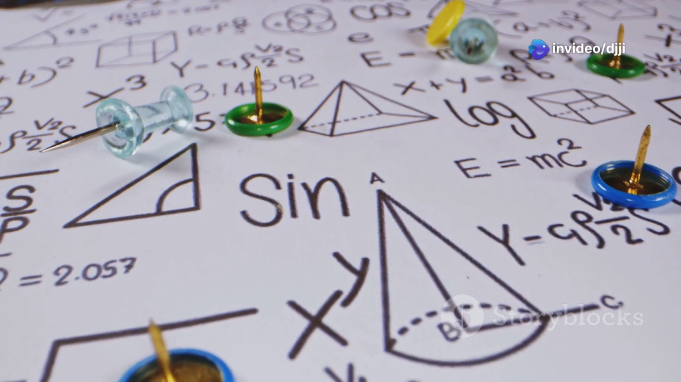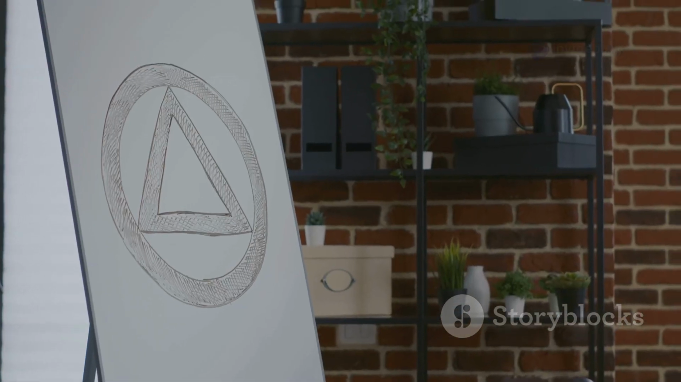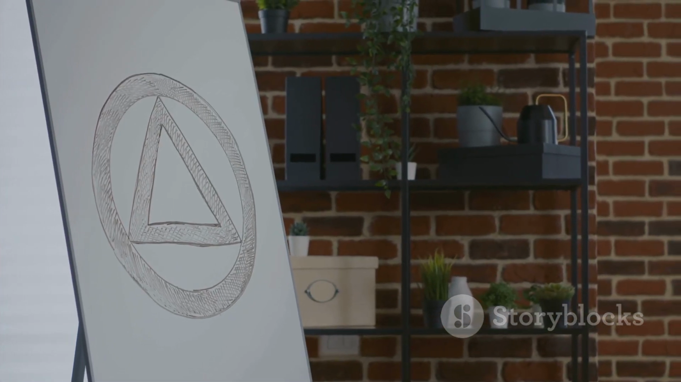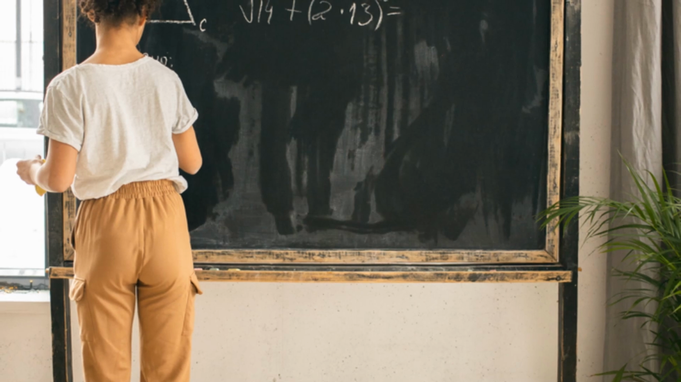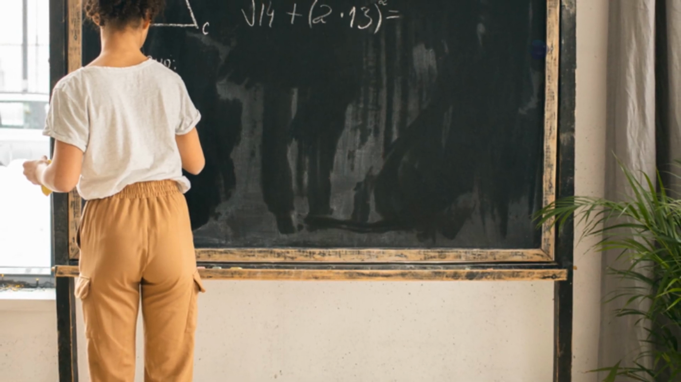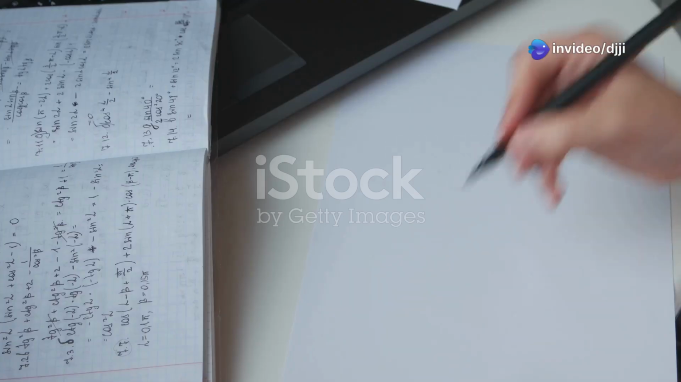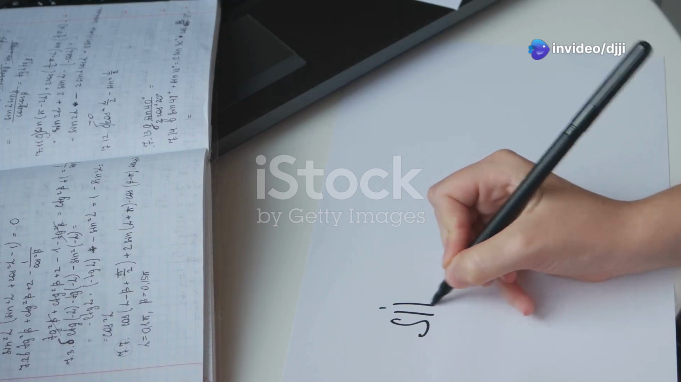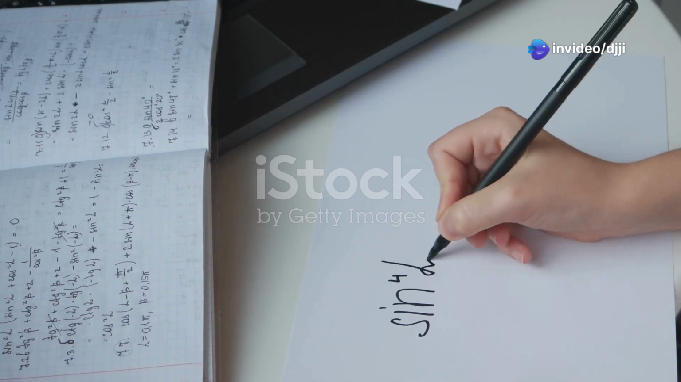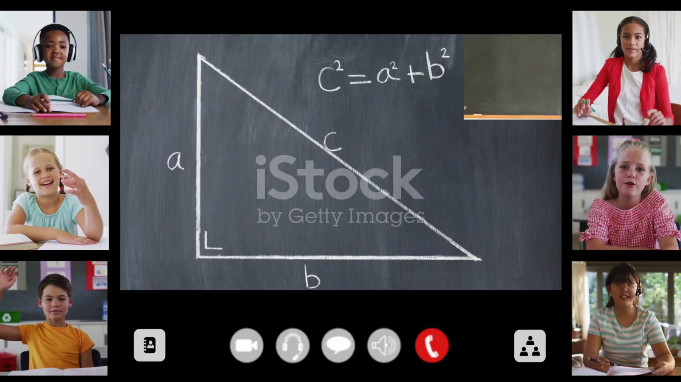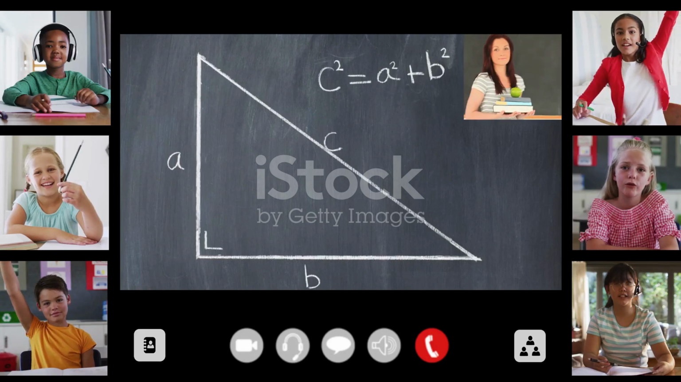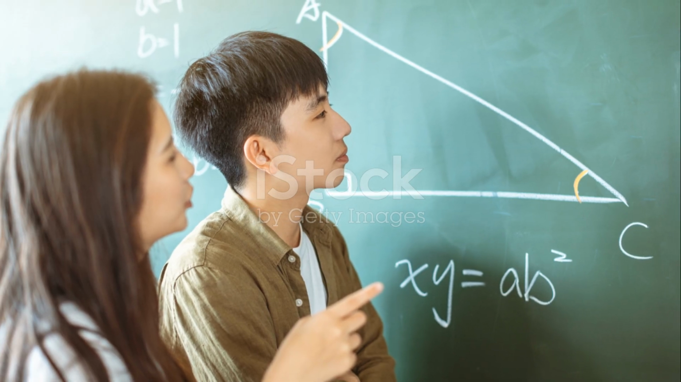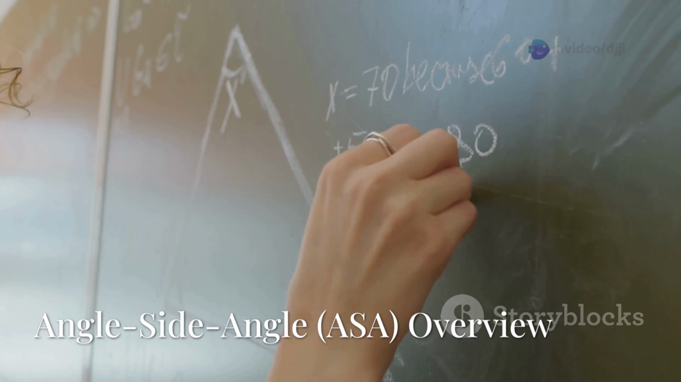Okay, so imagine two triangles. You know that two angles in one triangle are 45 degrees and 60 degrees, and the side opposite the 60-degree angle is 5 centimeters long. Now, if you find another triangle where two angles are also 45 and 60 degrees, and the side opposite the 60-degree angle is also 5 centimeters, then the two triangles are congruent by AAS.